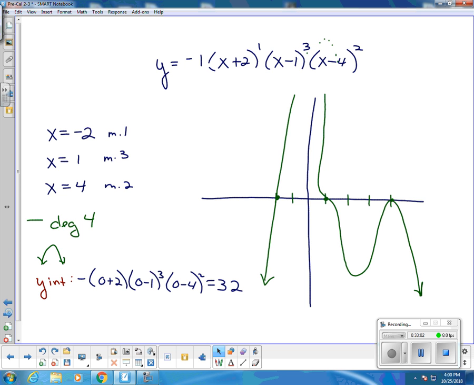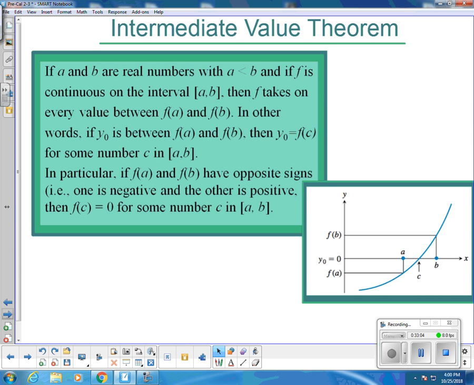Okay, the last part of today's lesson is dealing with the intermediate value theorem, and it sounds so complicated with what they're saying. But the gist of it is this. If you have a function that is continuous, and continuous, if you remember, means there are no breaks in the graph caused by an asymptote or a hole in the graph or anything like that.